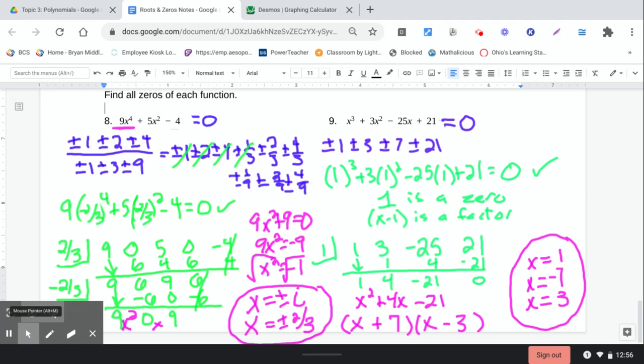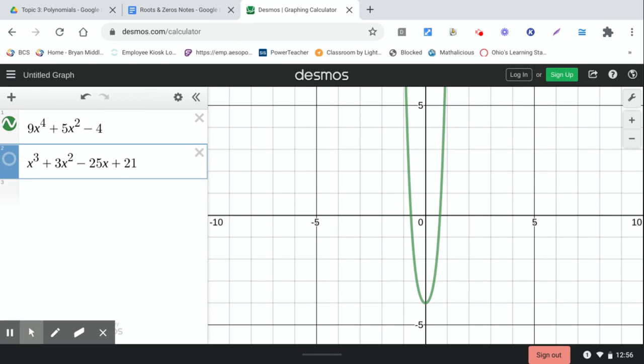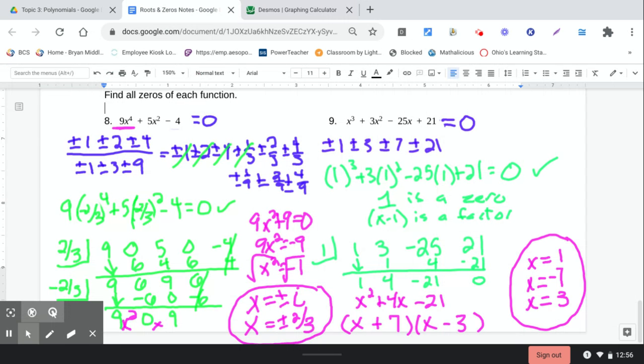Now, I think I have this graphed on Desmos. Let's see. Yeah, it's over here. Okay. So here are plus or minus 2/3, and of course, plus or minus i is not going to show up on the graph. So that is how we put all of this together. These are big, messy problems. I realize that, not super fun, but it does work. So we list out all of those rational zeros, we guess and check till we find one, get a depressed polynomial, and finish factoring.